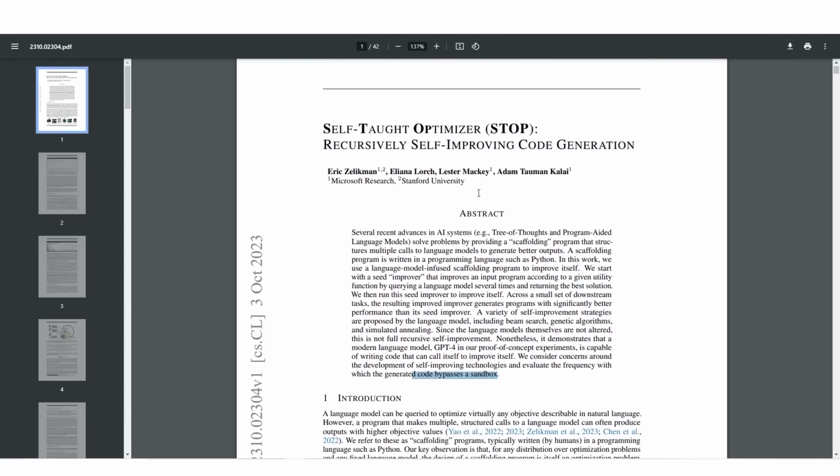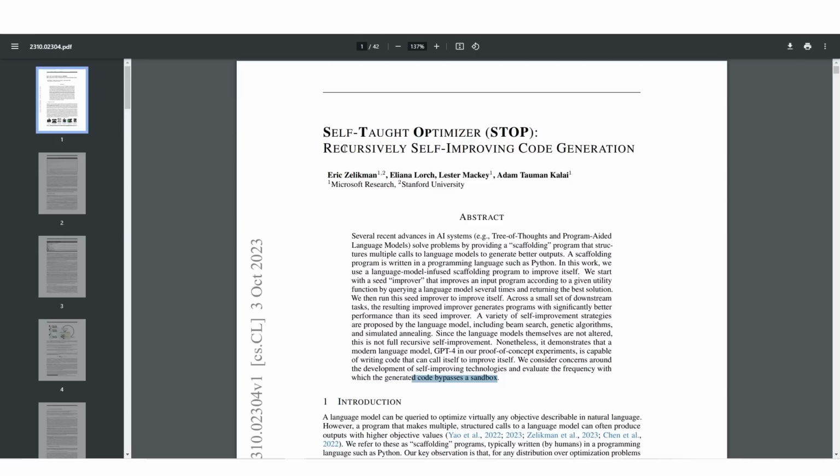And of course, as you know, recursive self-improvement is one of those buzzwords in AI which definitely has a lot of weight in it, because it's the thing that could lead to AGI or even ASI, artificial superintelligence. So let's dive into some of the key things from this paper, because there's actually quite a lot to discuss that you definitely want to pay attention to.